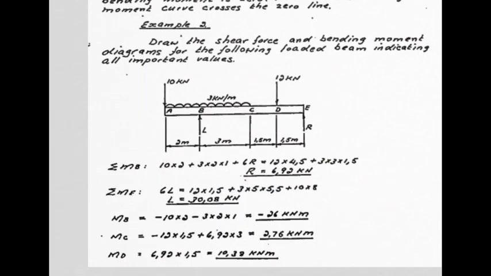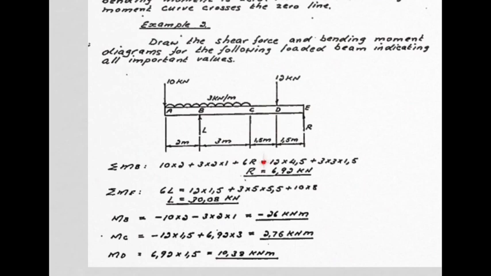Start by finding the support reactions. Let's take moments about B so as to eliminate L to get down to one unknown, and we find moments about B. 10 times 2 is an anti-clockwise moment, plus 3 times 2 times 1, that is the UDL of 3 per meter, times 2 meters, times 1 meter, which is the distance from the midspan of this little portion to B, plus 6 times R, which is your 6 meters times R. So that's all the anti-clockwise moments handled.